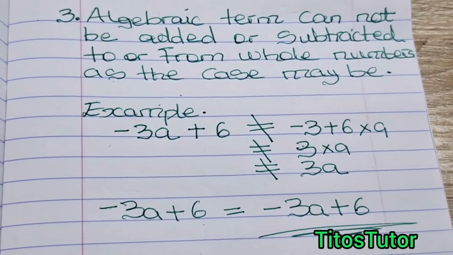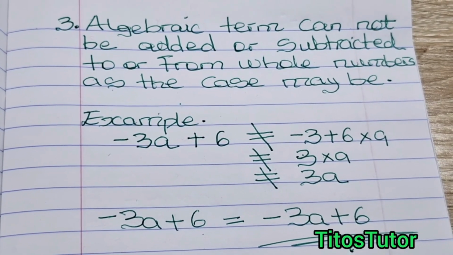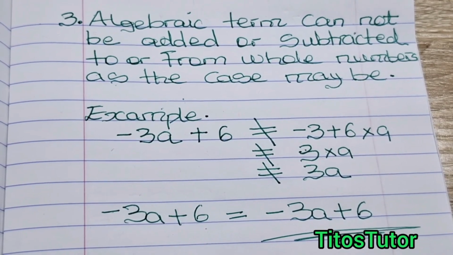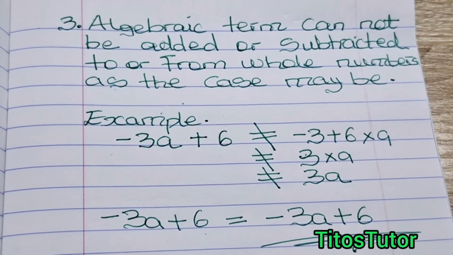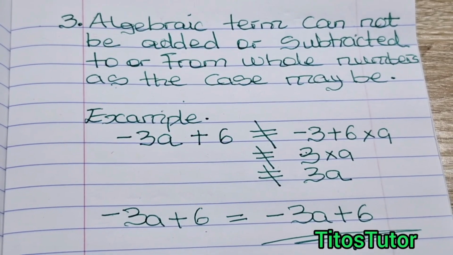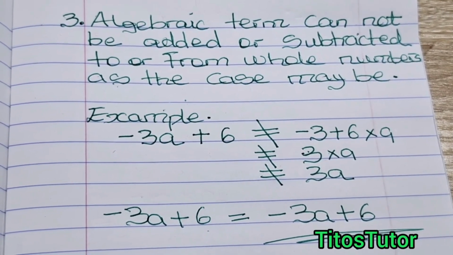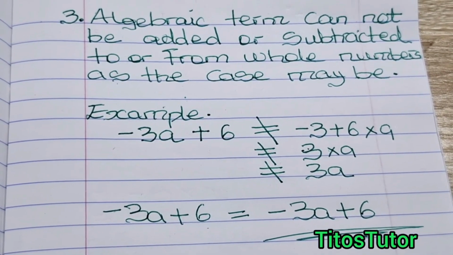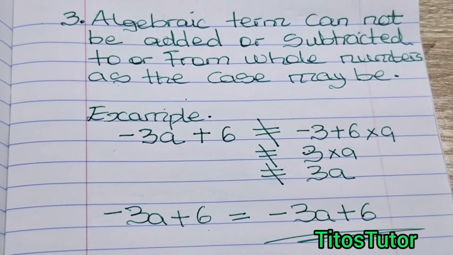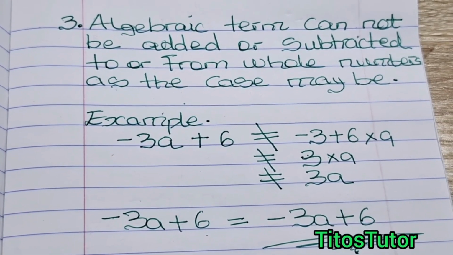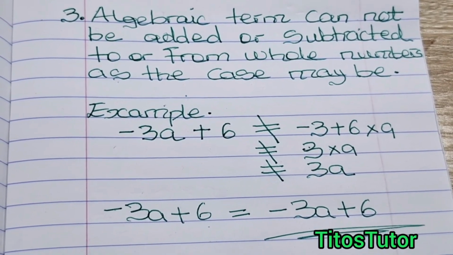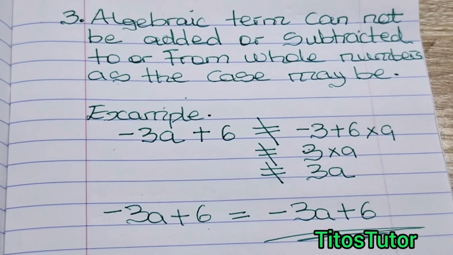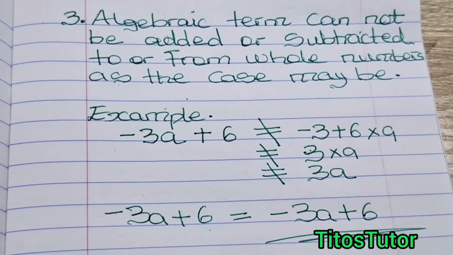Here's our rule number 3. Algebraic terms cannot be added or subtracted to or from whole numbers, as the case may be. It can't. If you have a whole number added to an algebraic term, it cannot be simplified. If you have an algebraic term and you want to subtract a whole number from it, it is also not possible. So our third rule says that you cannot add to algebraic terms and you cannot subtract from algebraic terms.